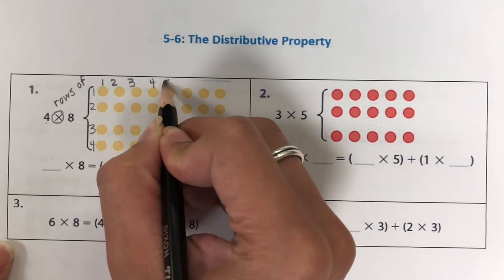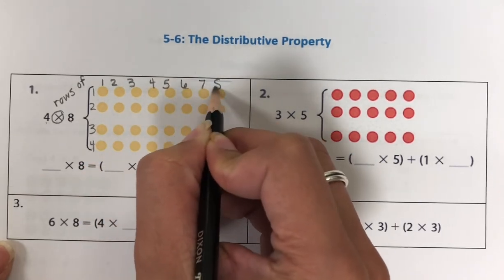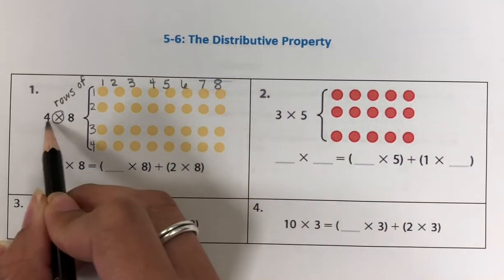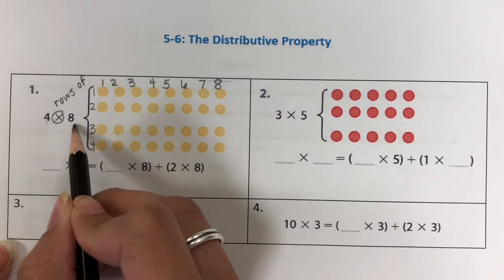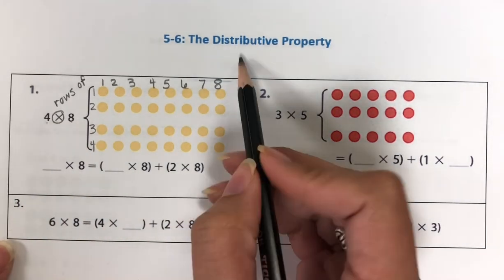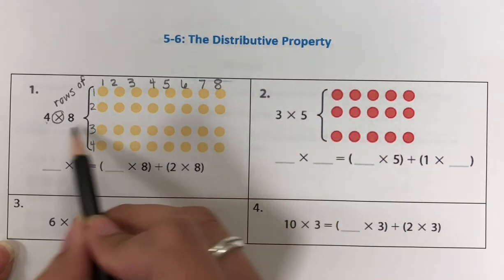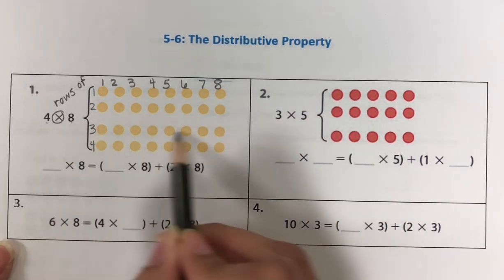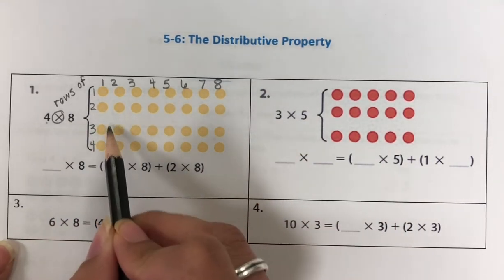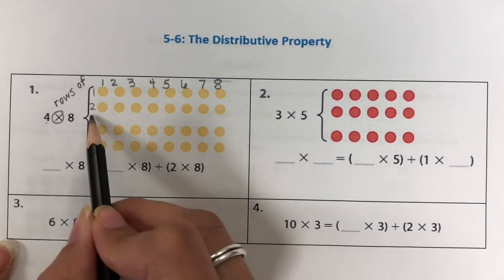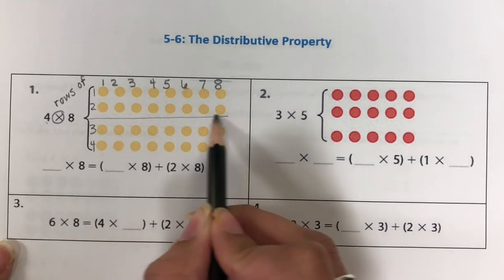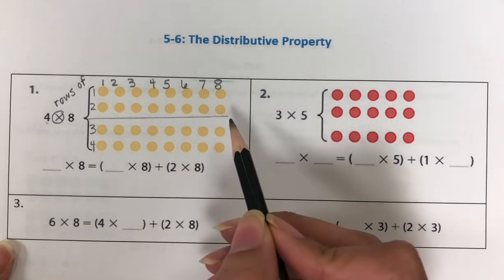The number 8 is the number that is being repeated. It's being repeated 4 times. 4 rows of 8. The distributive property tells us that we can break apart this equation, this array, into 2 smaller equations. And here we have a gap split right in the middle of the array.